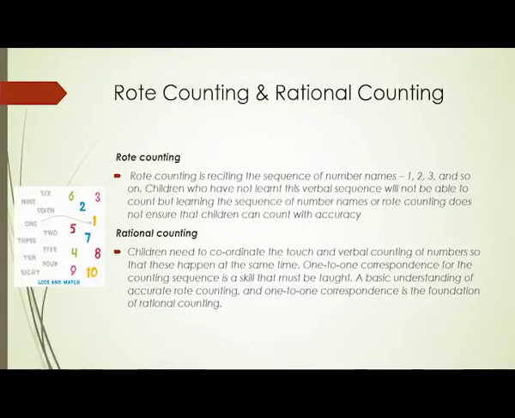Continuing, what's the difference between rote counting and rational counting? Rote counting is simply reciting the sequence of number names. For example, 1, 2, 3, 4, and so on. Children who have not learned this verbal sequence will not be able to count, but learning the sequence of number names, or rote counting, does not ensure that children can count with accuracy.